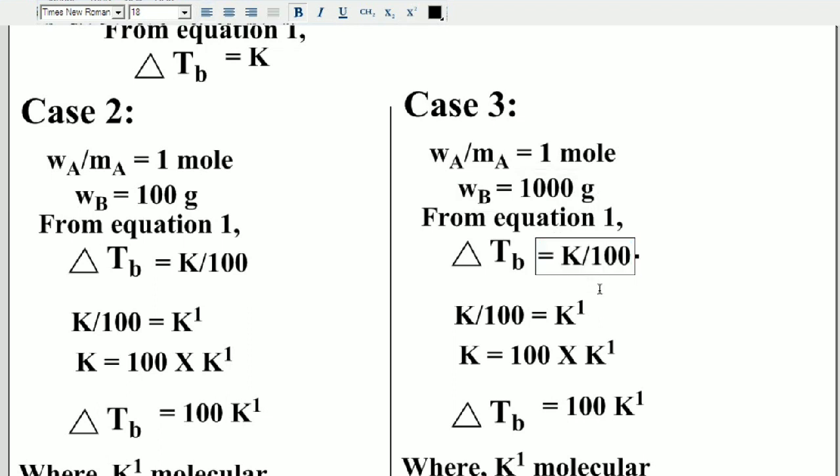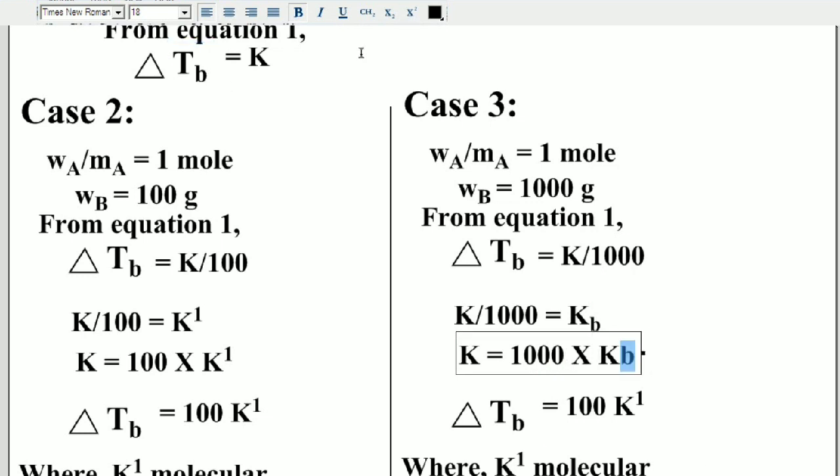Therefore from equation 1, delta TB is equal to K by 1000. Let us assume K by 1000 is equal to Kb. Therefore, K is equal to 1000 into Kb. Then delta TB is equal to 1000 into Kb.